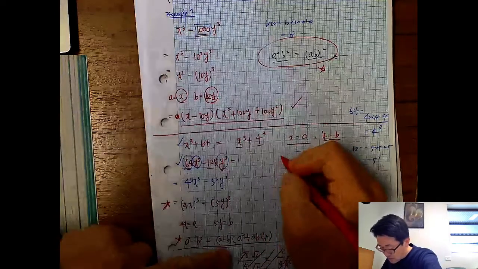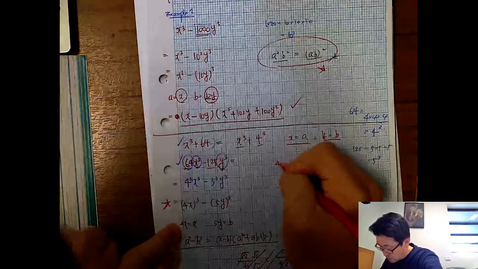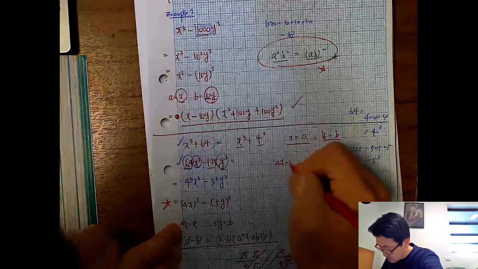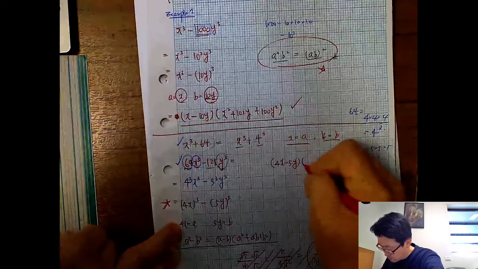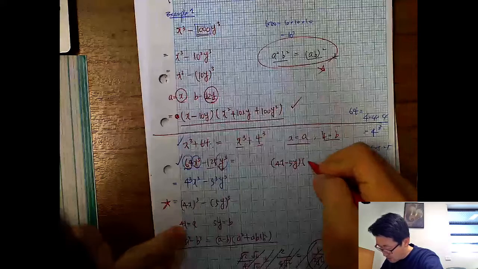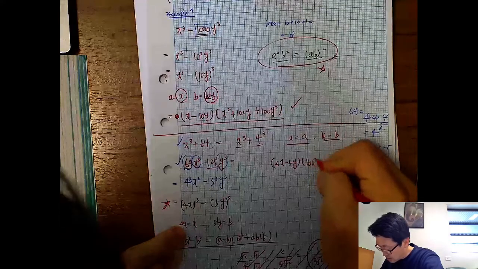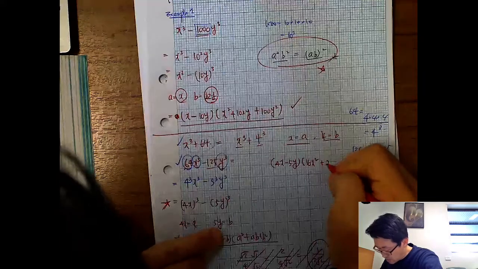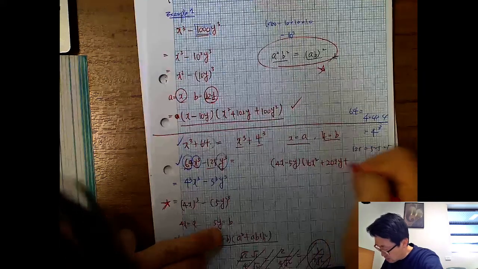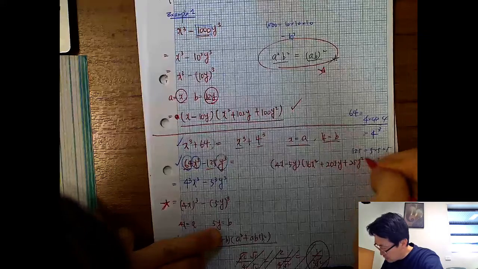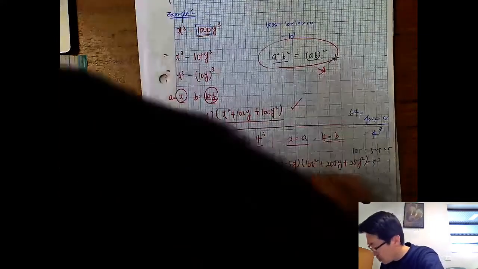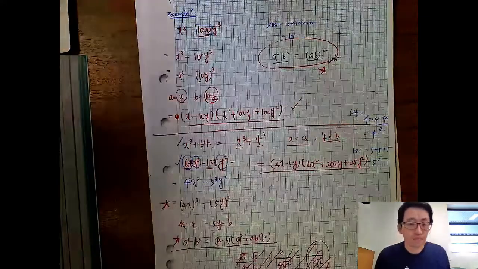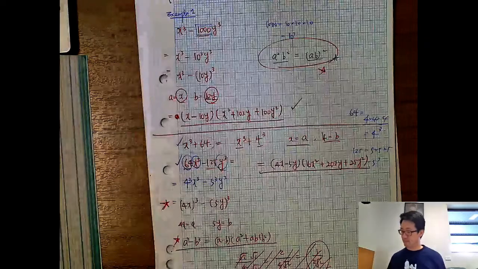So in this case, a minus b is 4x minus 5y, a squared is 16x squared, and then ab is plus 20xy, and b squared is 25y squared. That's what you should have. You guys with me? Yeah.